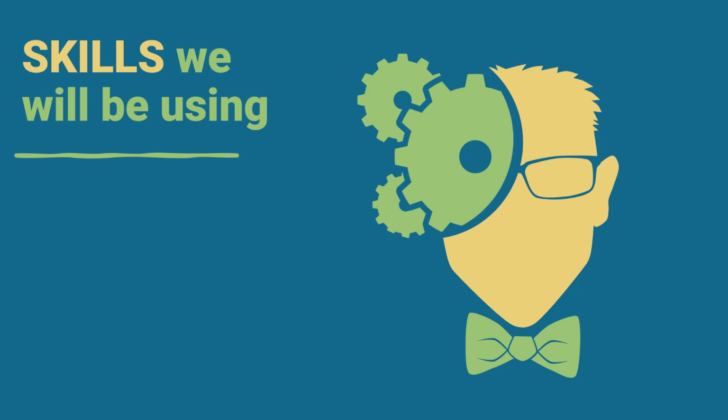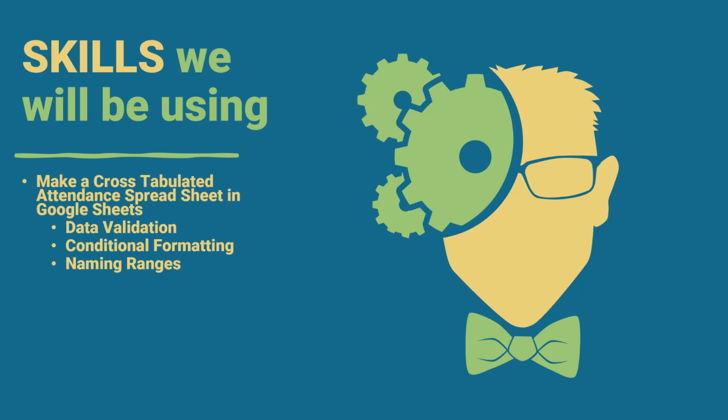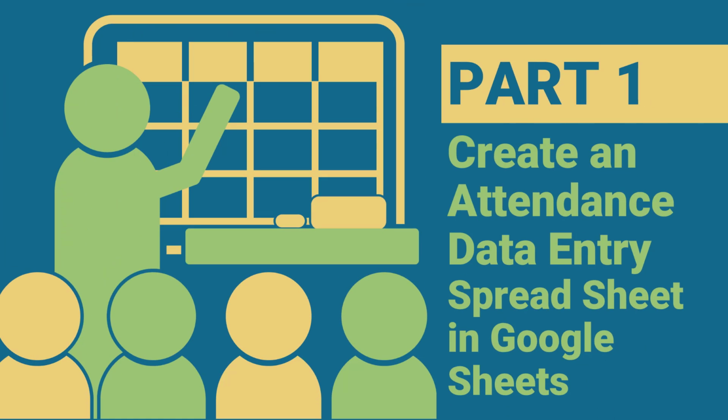Skills we'll be using in today's video include making a cross-tabulated attendance spreadsheet in Google Sheets, and we'll be using such skills as data validation, conditional formatting, naming ranges, freezing rows and columns in a worksheet. We'll then take that cross-tabulated data and unpivot that into a dynamic proper data set, then use that proper data set to make a dynamic pivot table. Part 1. Create an attendance data entry spreadsheet in Google Sheets.